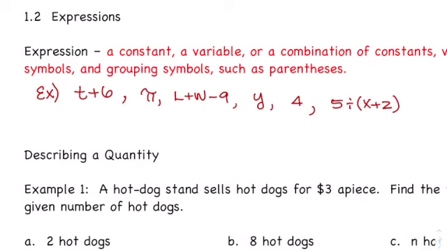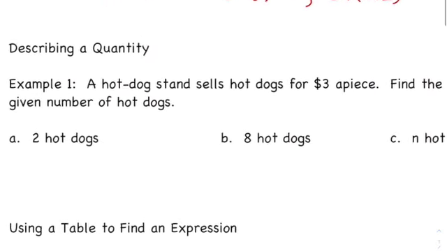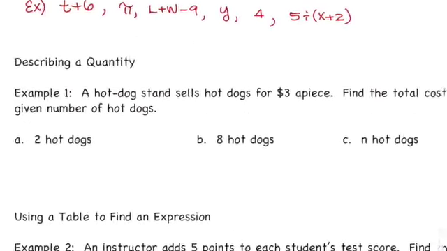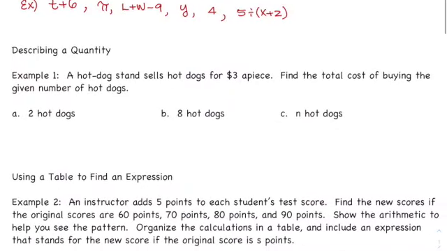The next thing we're going to do is describing a quantity. When you talk about describing a quantity, example 1: a hot dog stand sells hot dogs for $3 a piece. Find the total cost of buying the given number of hot dogs. Pretty much you can do the problem, but write an expression for me. I'm going to pause the video, you work it out, and then we'll check your answer.